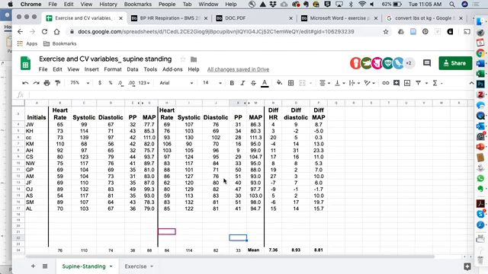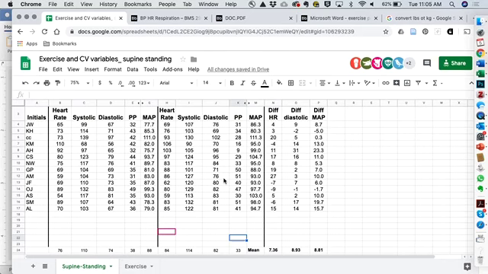We're going to compare heart rate. Systolic and diastolic pressure are going to be used to help calculate pulse pressure and mean arterial pressure. The major theme that comes out of this is that we're going to compare standing versus lying down. So the diff HR is basically saying standing versus lying down.